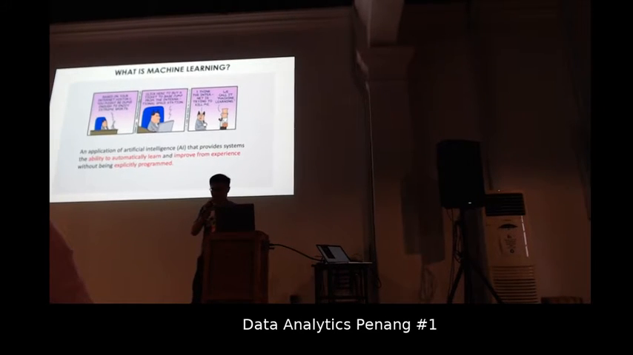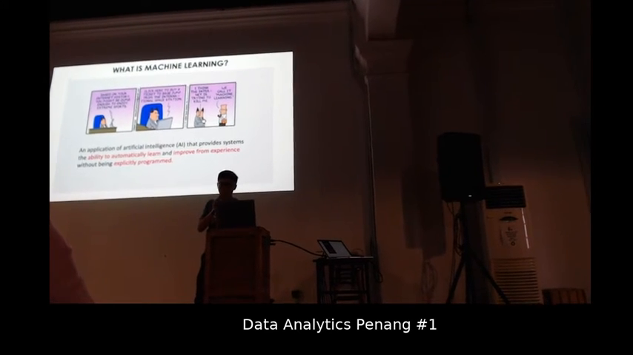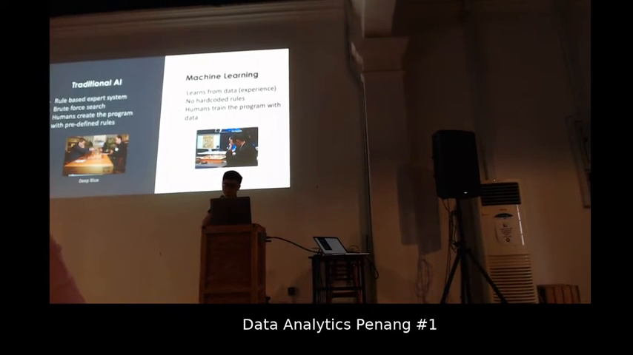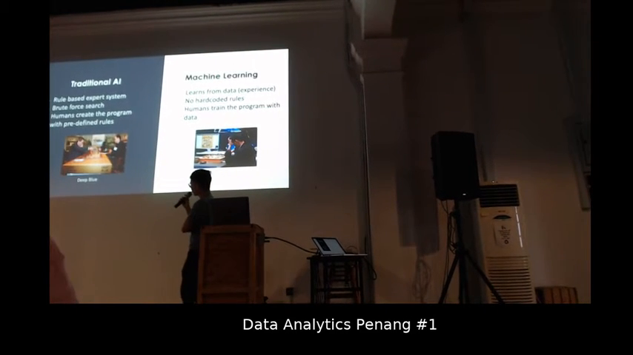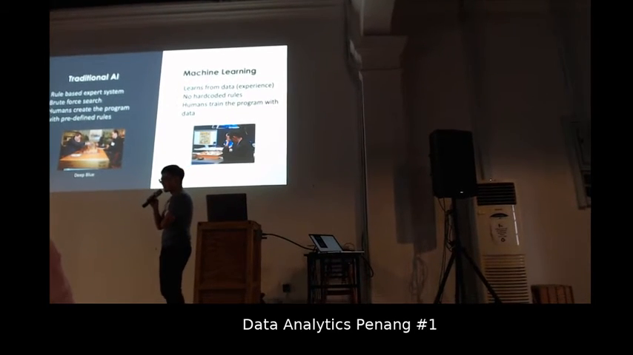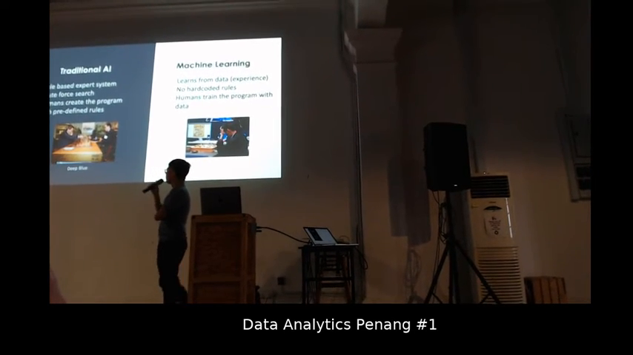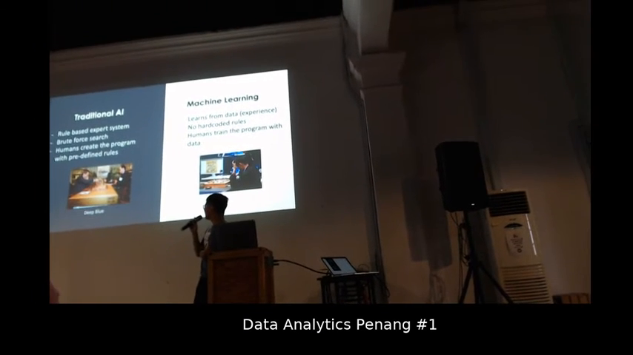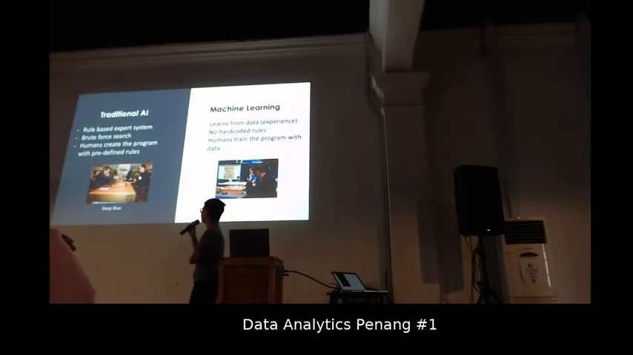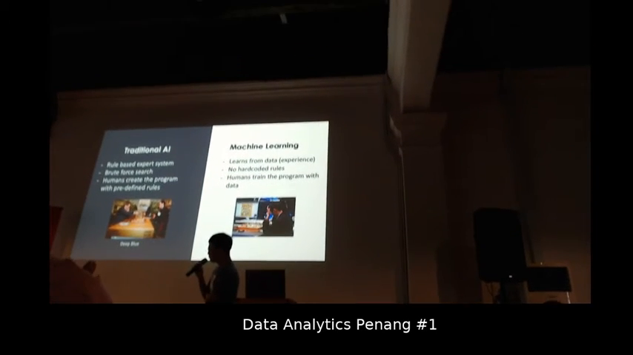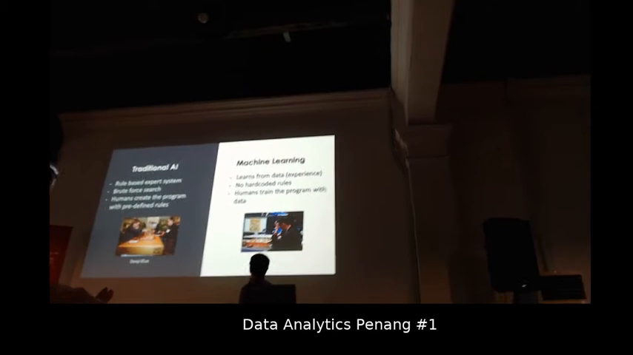So how does that work, and what is the difference between machine learning and traditional AI? Do you know that back in 1997, 20 years ago, we had Deep Blue, which was created by IBM? At that moment, we didn't have machine learning, we didn't have deep learning. But this Deep Blue could even defeat the world chess champion. So what's the difference between traditional AI and machine learning?